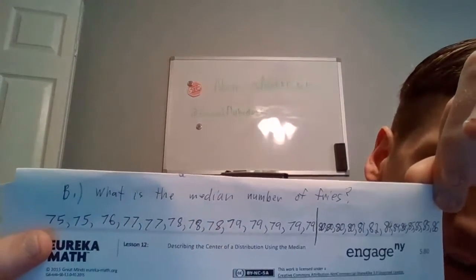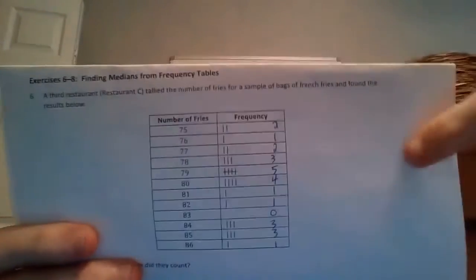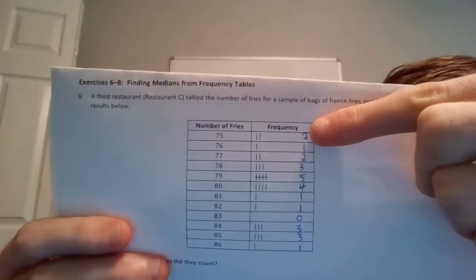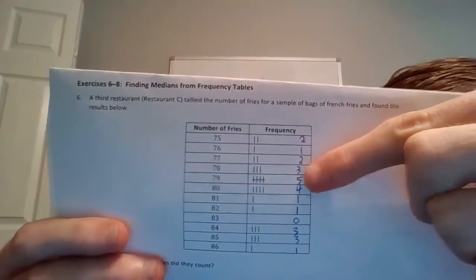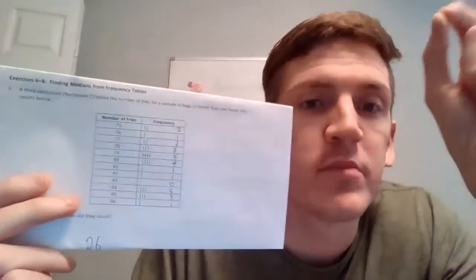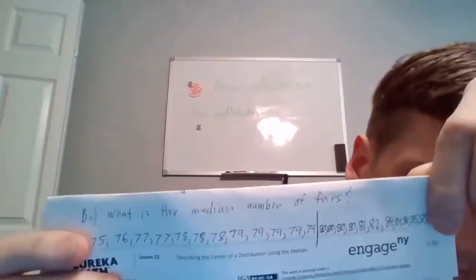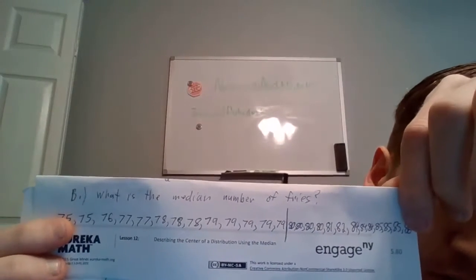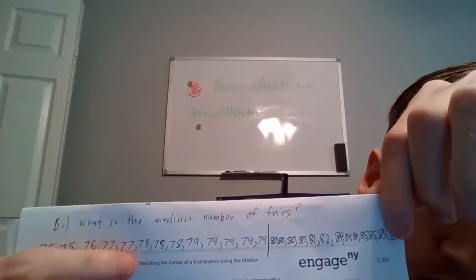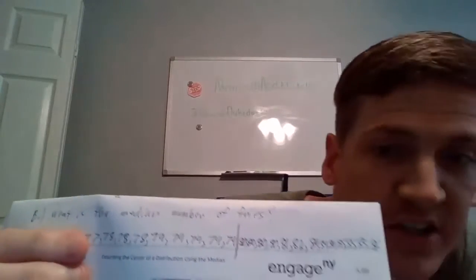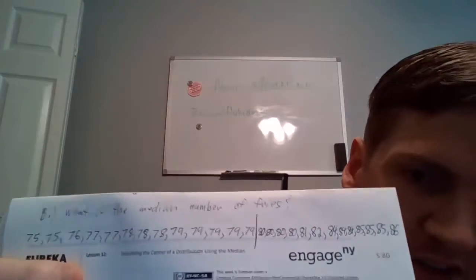And like I said, here's what I did. I took the list, and this list came from up here. I went through and said, okay, I'm going to need 2 75s, 176, 2 77s, 3 78s, 5 79s, 4 80s, etc. And I made a list based on those frequencies. So if I look back, there's the list I got. There are the 2 75s, the 176, the 2 77s, the 78s, etc. That's all I did to figure out this list.